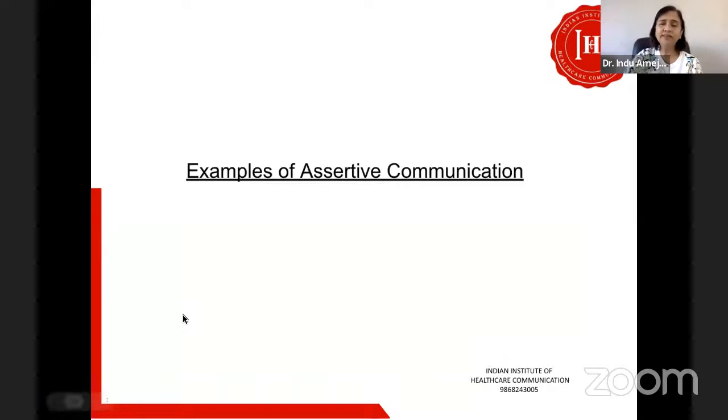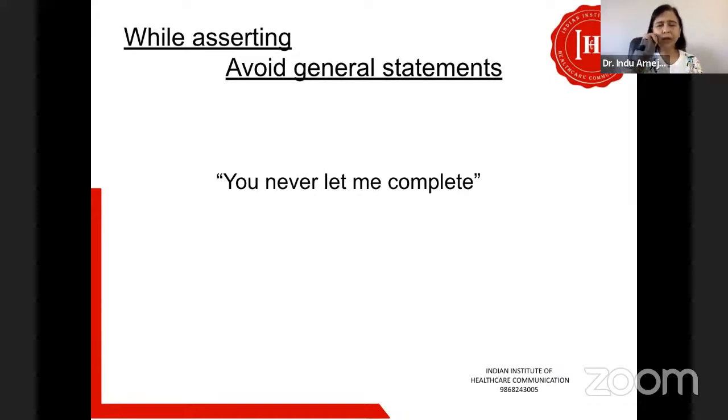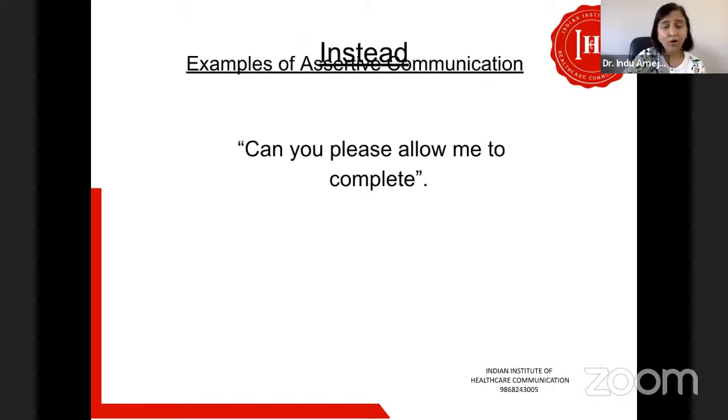So I'm giving you some examples of assertive communication. For example, when we say, you never let me complete. When you're asserting, rather than using a general statement like this, it's a good idea to say, can you please allow me to complete? We say this very often too. You don't let me speak. You always interrupt me, especially in our personal conversations when we are interacting with equals. You never let me speak. So that's more like a generalized kind of statement. Instead, you can say, can you allow me to complete?